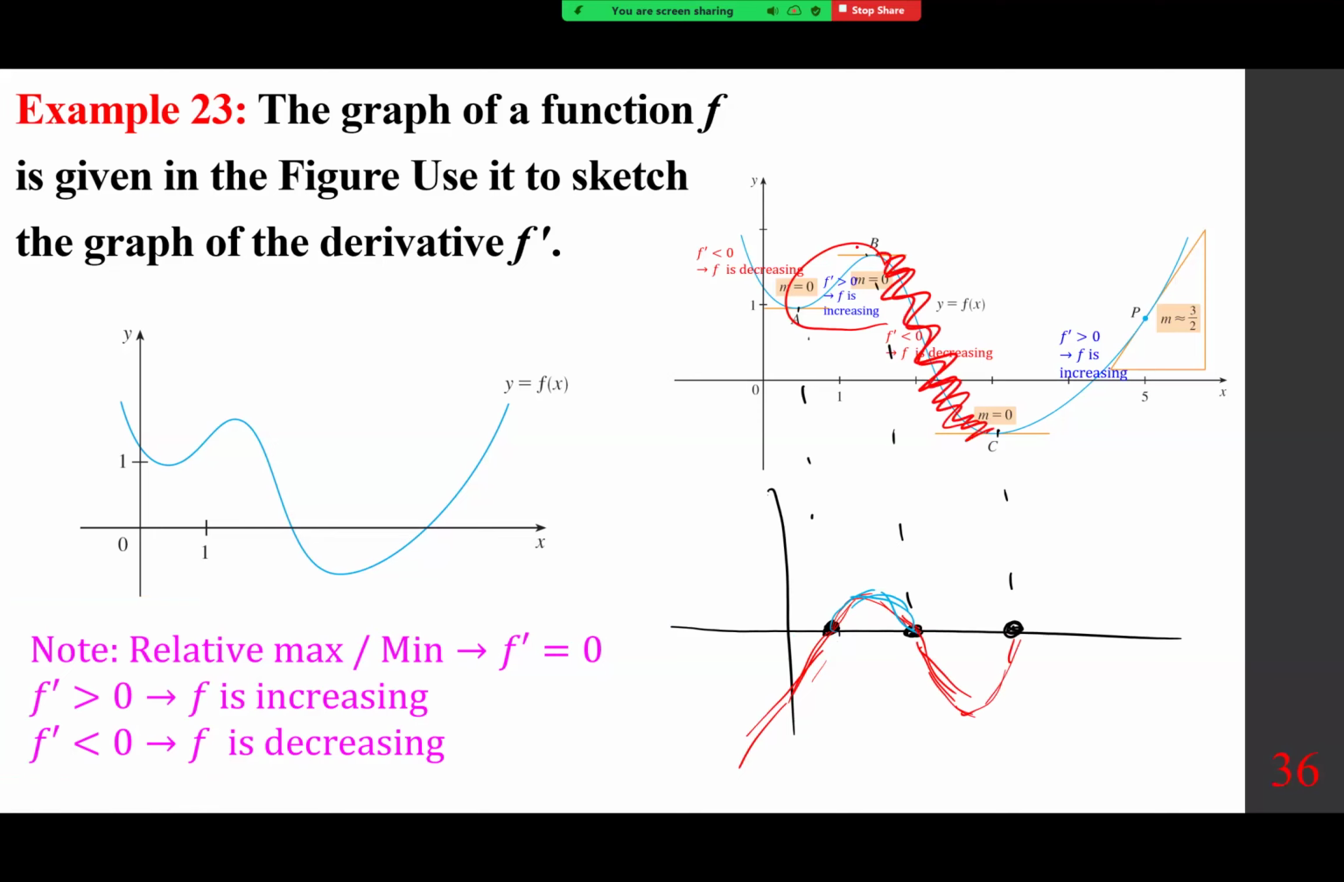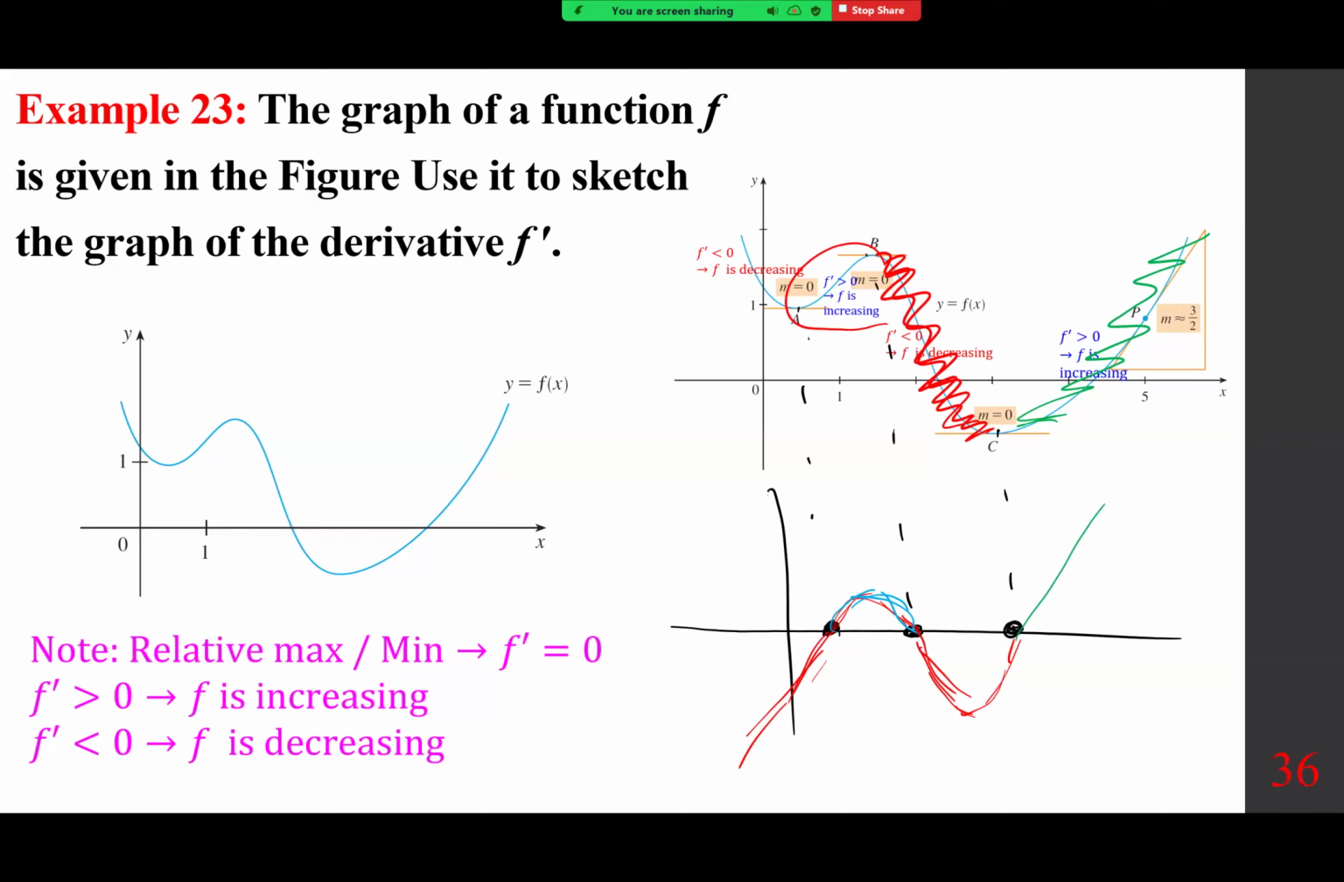Over here, f prime is negative, comes back to 0. F prime is positive, it's increasing, so it goes up somehow. This is not a perfect answer, but it's close enough.